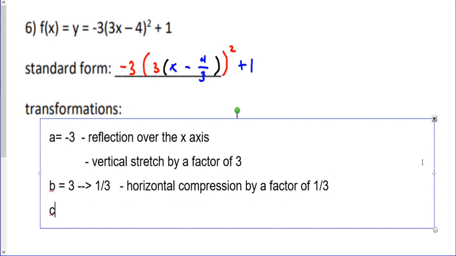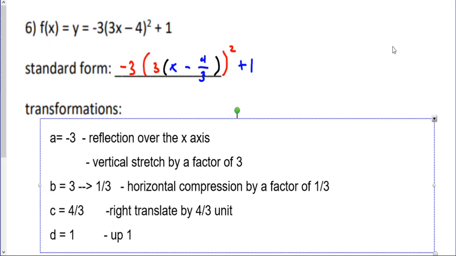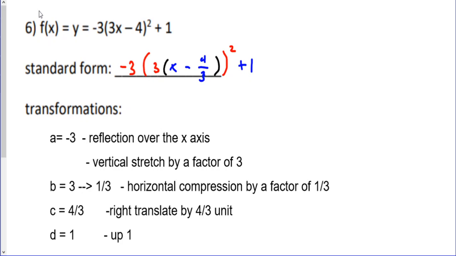Okay, I have a C value which is equal to positive 4/3, and that's going to cause a right shift, for which I'm going to use the vocabulary word translate. It's a right translate by 4/3 of a unit, so the 1 1/3 unit. And I have a D value which is equal to 1, and that's going to cause the whole graph to shift up by 1. So that's going to be our 5 different transformations.